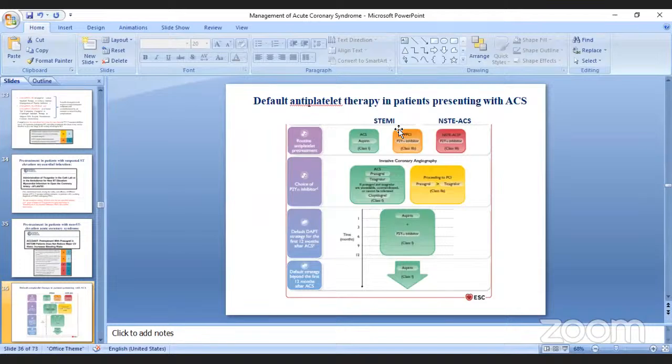So this is the default antiplatelet therapy which we see in patients presenting with ACS. In case of STEMI, pre-treatment with aspirin is recommended, and with a P2Y12 inhibitor may be considered. In case of NSTEMI though, it is not recommended. In the choice of P2Y12 inhibitors, prasugrel and ticagrelor are the antiplatelets of choice, and only if they are not available or contraindicated, clopidogrel is recommended. In patients proceeding to PCI, prasugrel is preferred over ticagrelor, and it should be considered. The default DAPT strategy for the first 12 months is usually aspirin with a P2Y12 inhibitor, and beyond 12 months is usually aspirin.